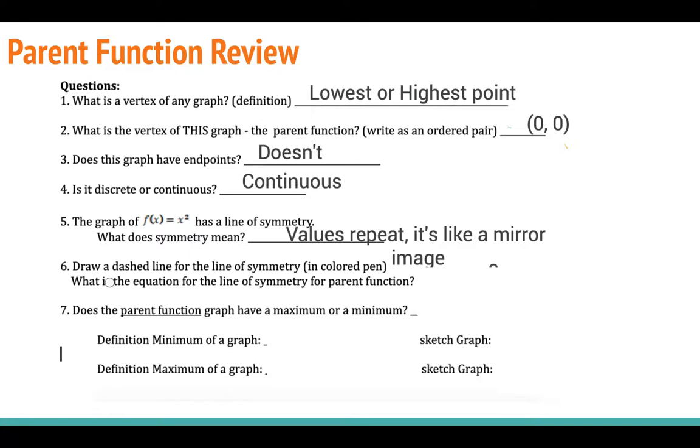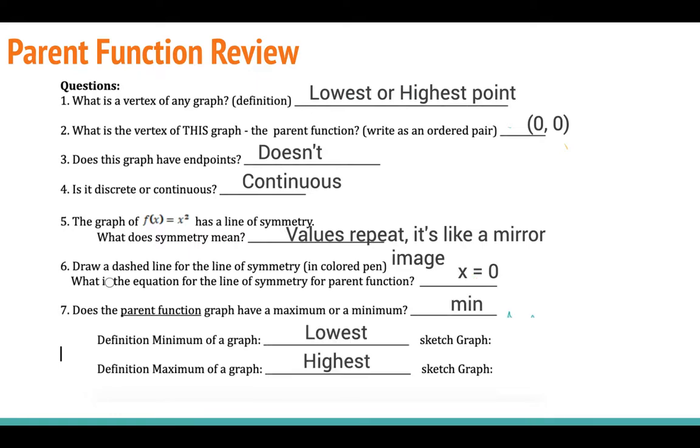Okay, and we already talked about it. What does symmetry mean? That the values are going to repeat. It's going to be like a mirror. Okay, so in this case, remember that it says equation of the line of symmetry. Equation means we need an equal sign, okay? And it's always written x equals 0. It always comes from the x value of the vertex.